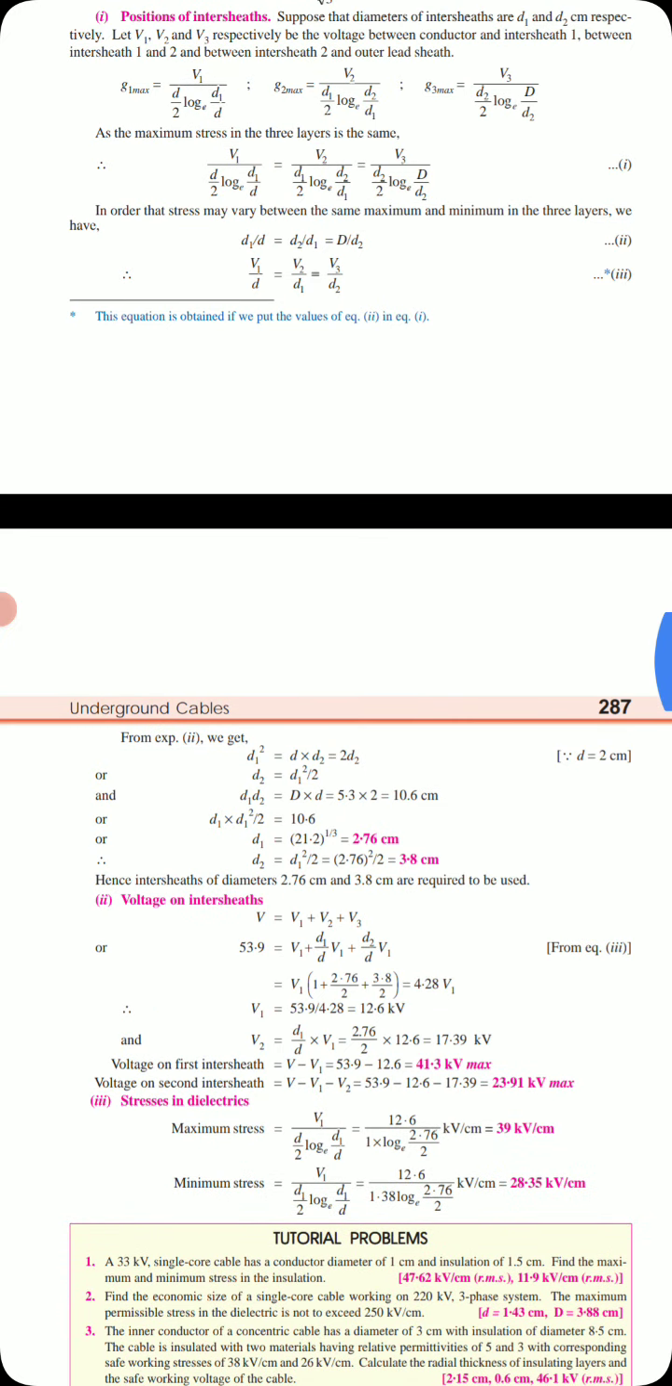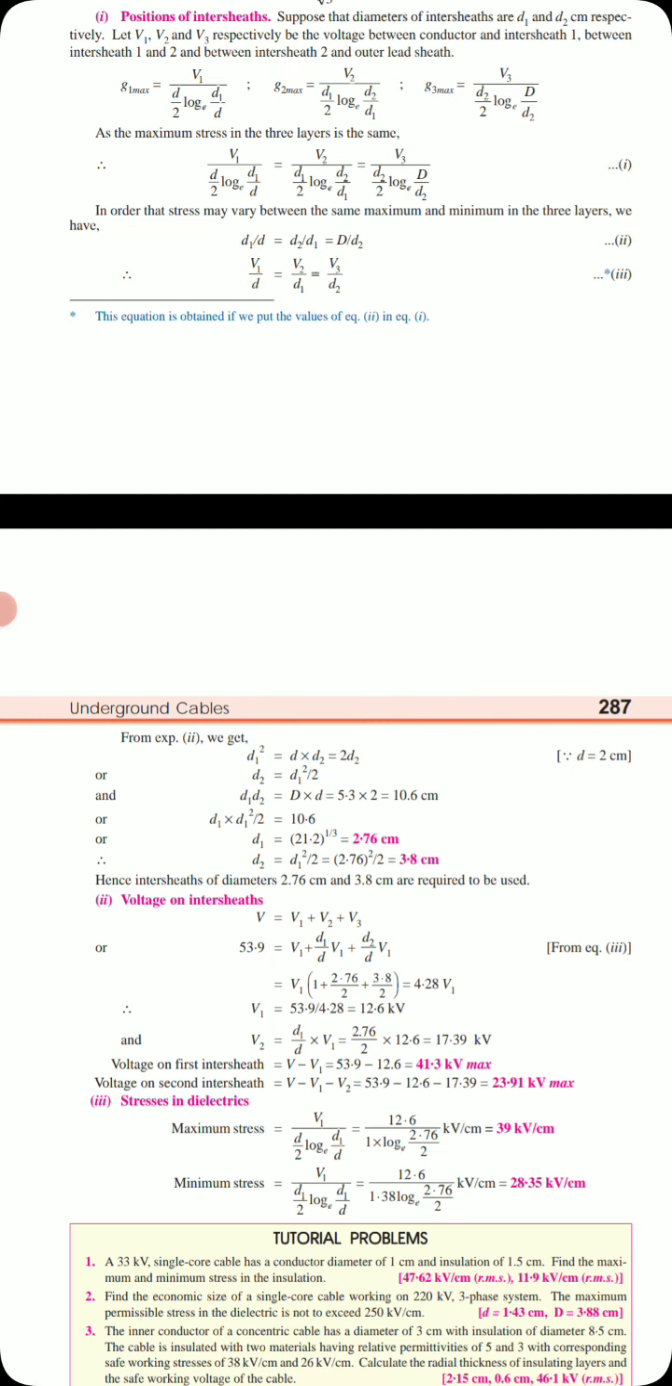Now voltage, we know that V is equal to V1 plus V2 plus V3, or we know the value of V, and instead of V2 we will put d1 by d V1, instead of V3 we will put d2 by d V1. So all the terms we will write in terms of V1. So we will get the value of V1, that is 12.6 kV. Once we find V1, we can find out V2 and V3.